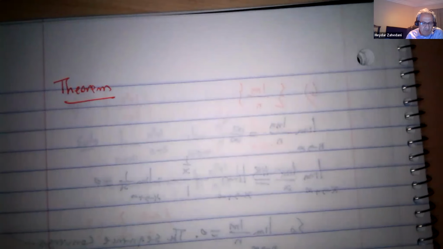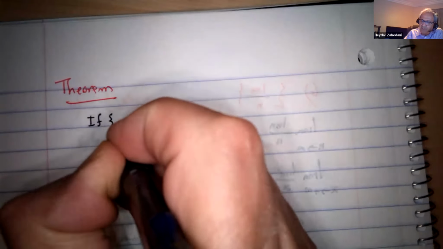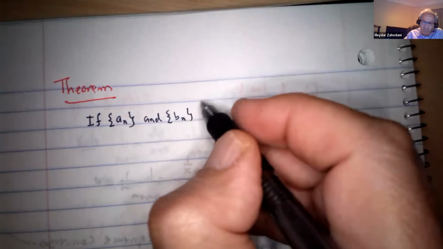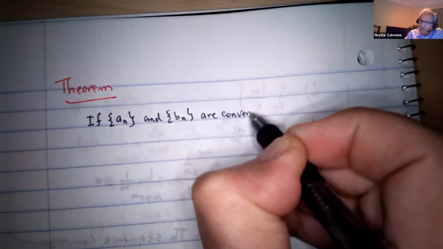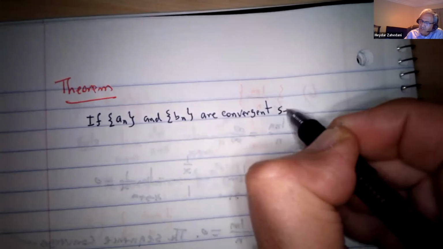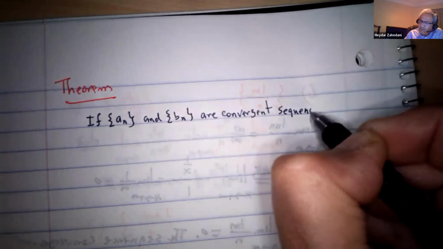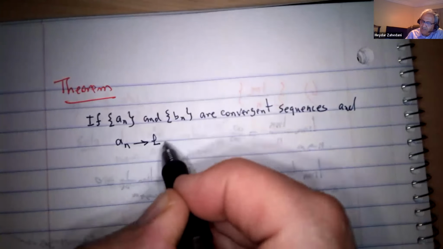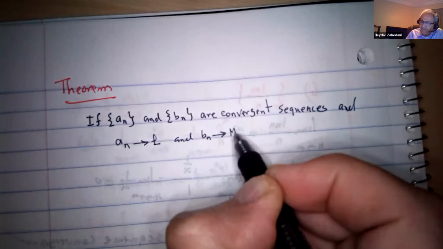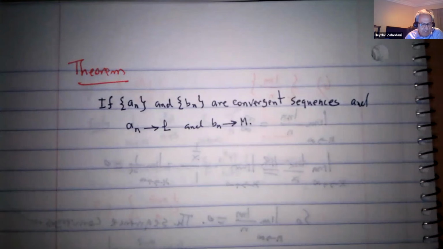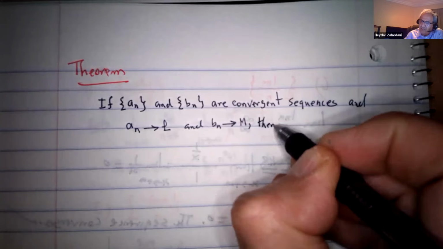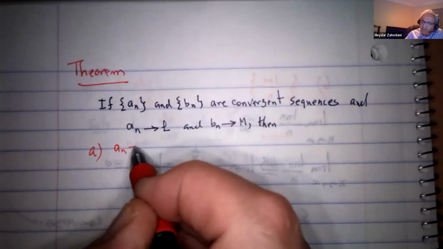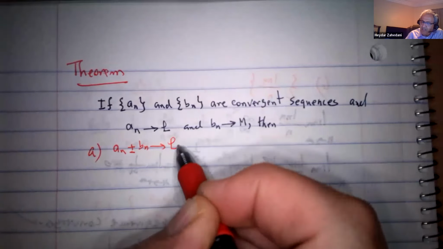The theorem is that if two sequences, sequence a_n and sequence b_n, are both convergent, the limits exist, with the limit of a_n going to L and b_n going to M. So both of them are convergent. If this is the case, it's like the limit of two functions that exist. Then a_n plus b_n or a_n minus b_n goes to L plus or minus M.